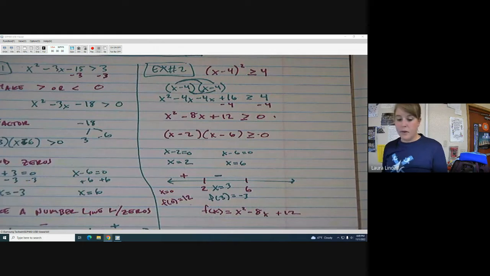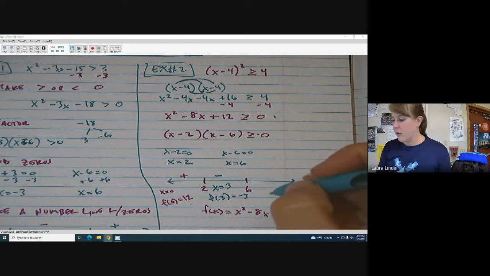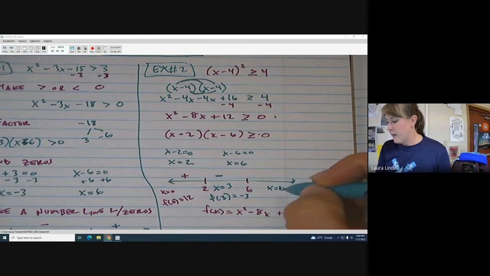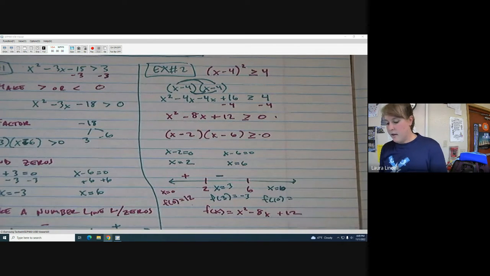And then lastly, we're going to try something that's greater than 6. Greater than 6, we're just going to go with 10 again, because that's an easy one to do. So if x is 10, we want f of 10. That means we have to do 10 squared minus 8 times 10 plus 12.